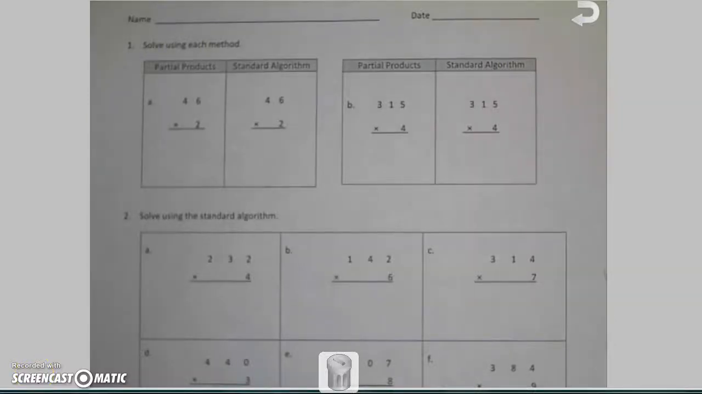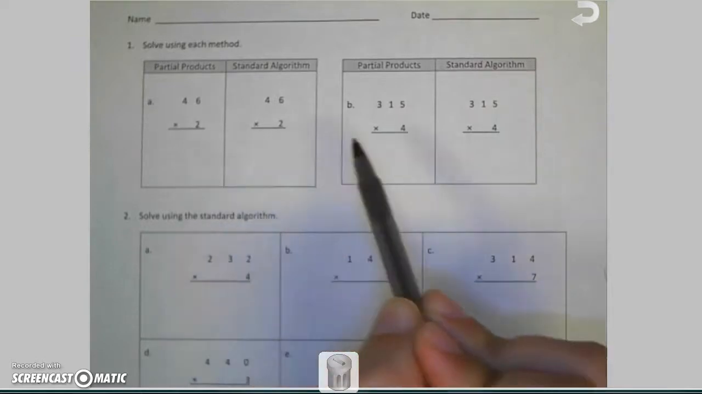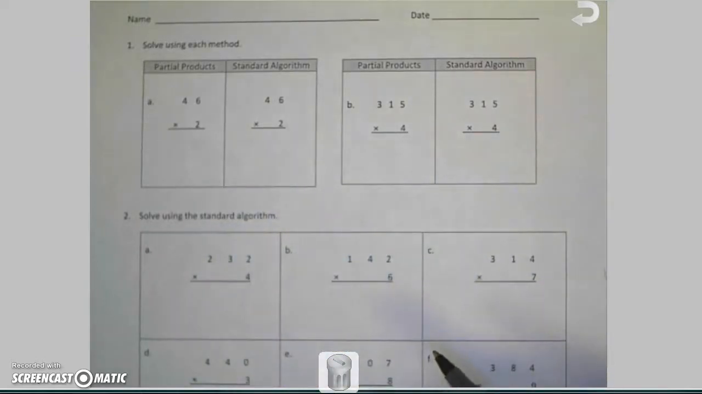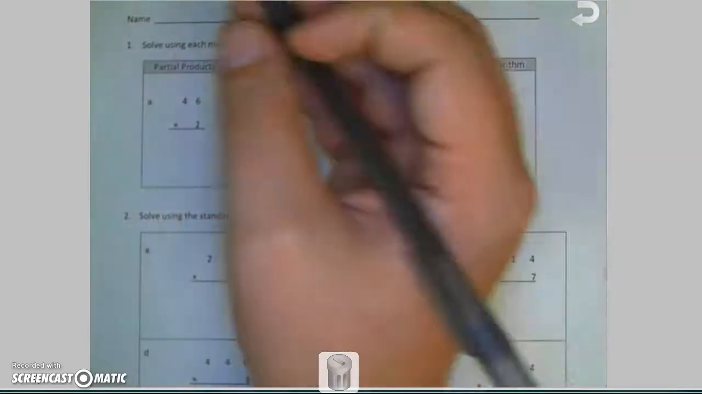Alright, today we're going to talk about what we did in Lesson 9. Lesson 9 focuses on the partial product and the standard algorithm for 2 and 3 digits multiplied by 1 digit. So we're going to begin. We're just going to look at these two problems, and we're going to look at one word problem that we had tonight for homework.